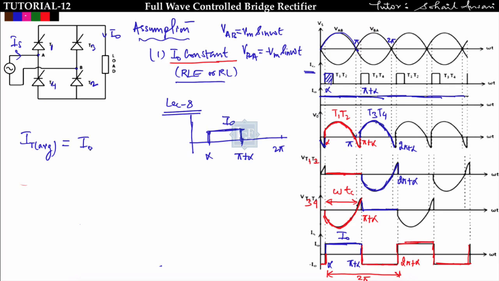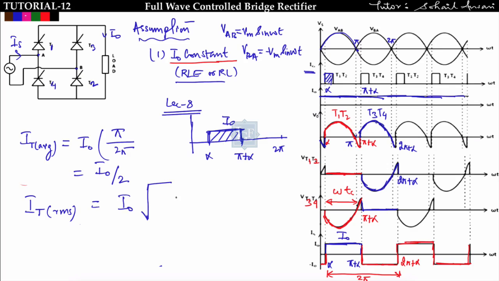So IT average will come out to be the maximum current, that is I naught, into for how long it is conducting. It is conducting from alpha to pi plus alpha, that is equal to pi. Conduction angle is pi, and what is the time period? Time period is 2 pi. So IT average will come out to be I naught upon 2. Similarly, the thyristor RMS current is nothing but the maximum current under root of the conduction angle. It is conducting for pi and the time period is 2 pi. So IT RMS is I naught upon root 2. Okay, this is the third point.